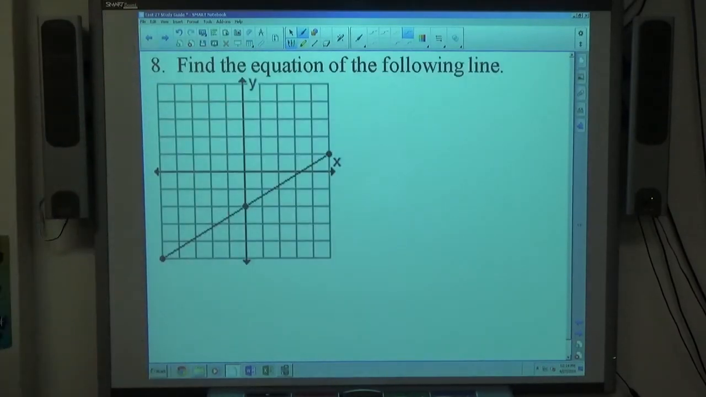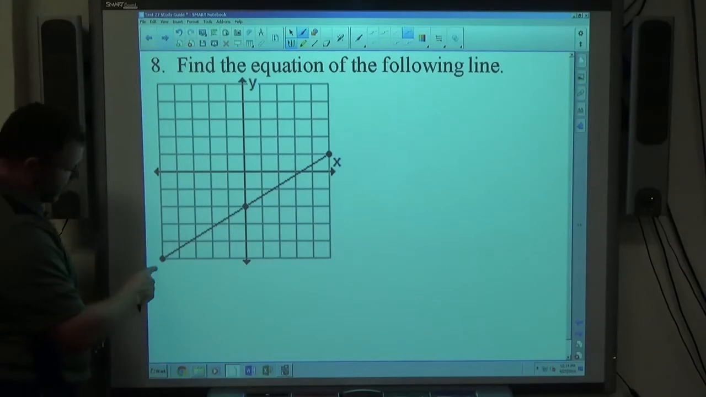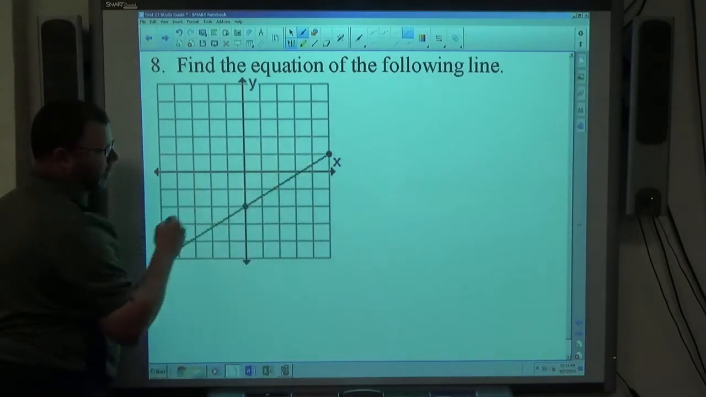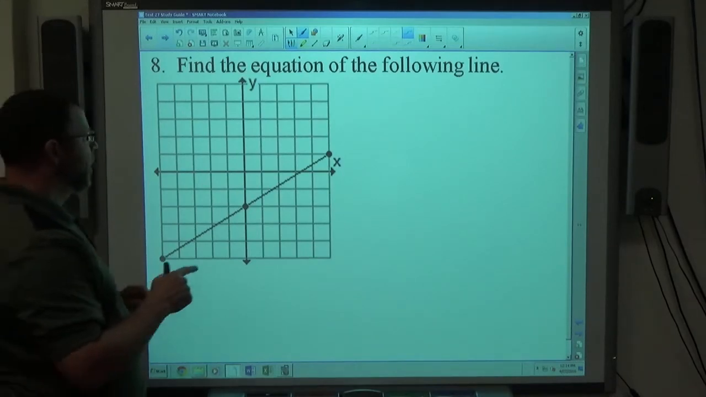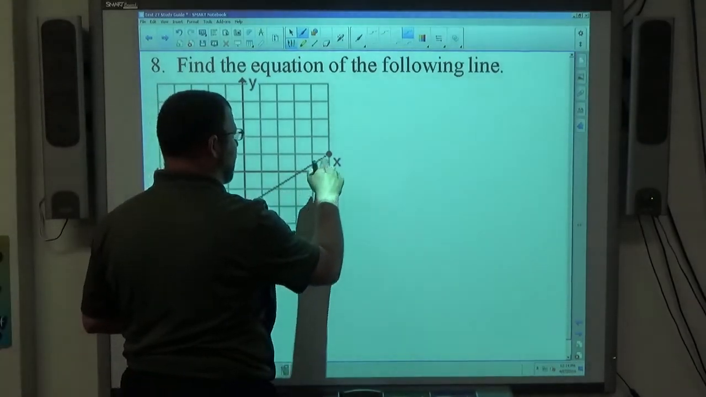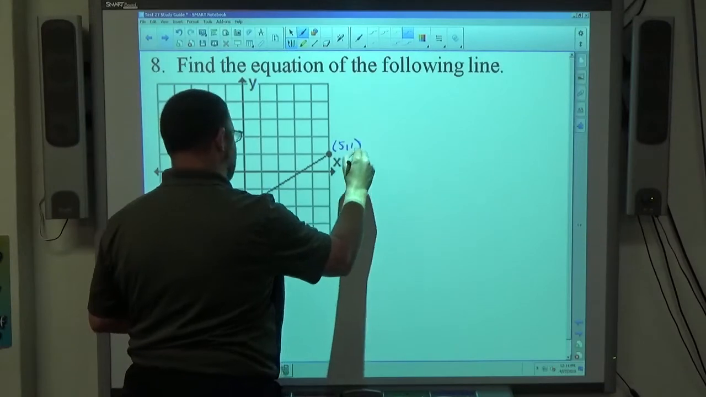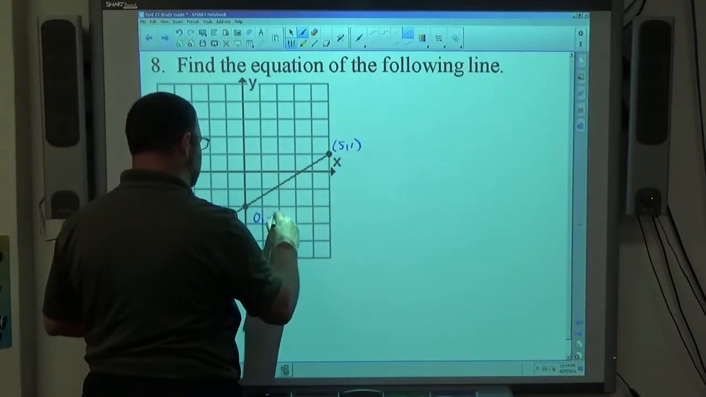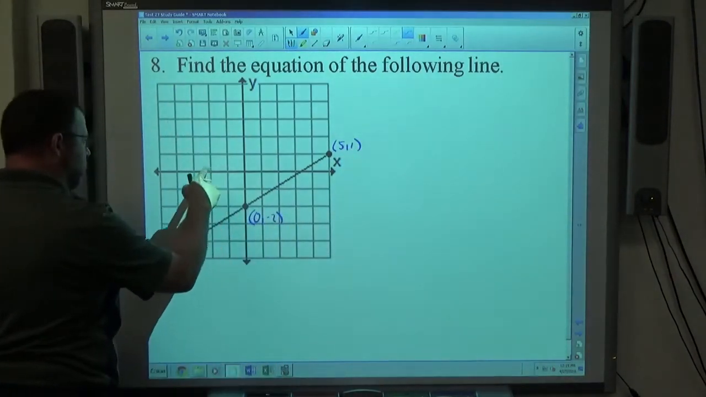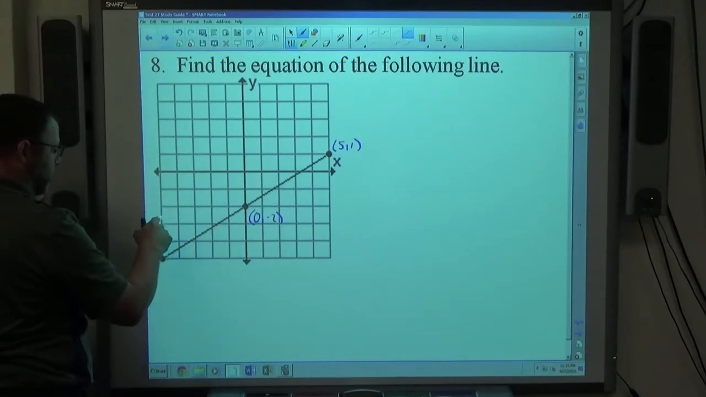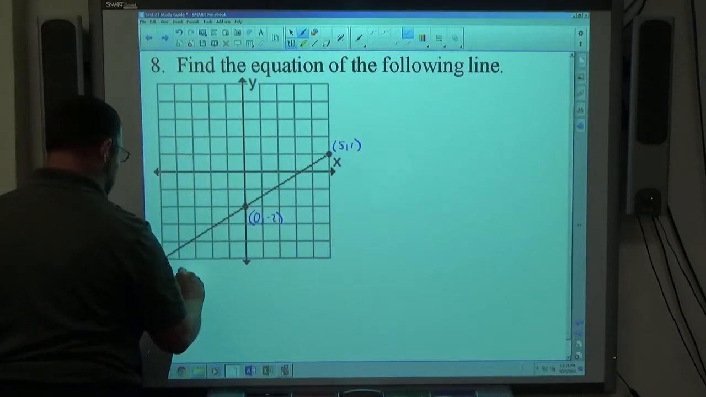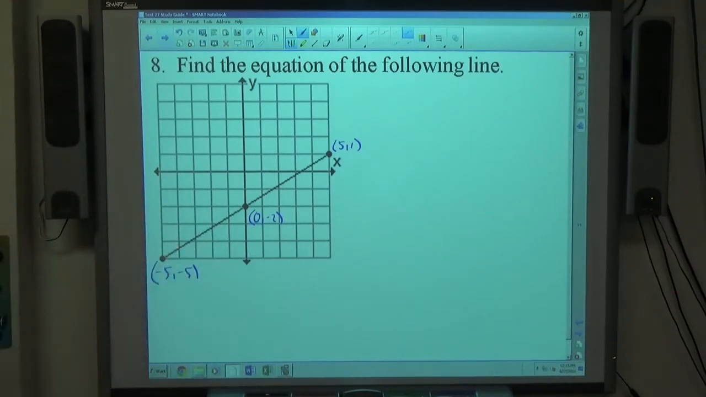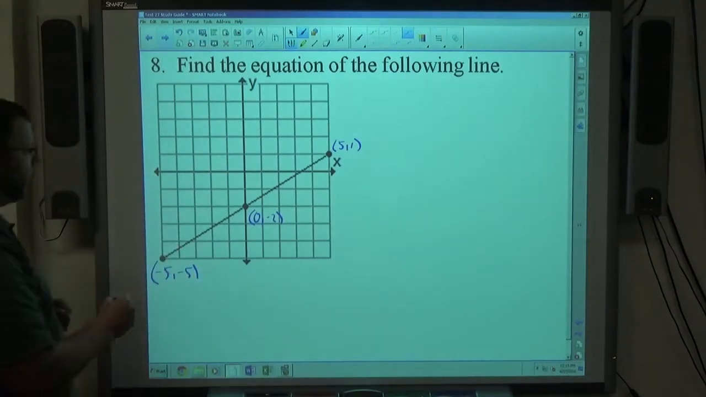Number 8, find the equation of the following line, and I've gone to the trouble of giving you specific points that I would establish as actual nice integer points for this. So 1, 2, 3, 4, 5, 1 is this one. And this, of course, is 0, negative 2. And this one right here is 1, 2, 3, 4, 5, 1, 2, 3, 4, 5. So negative 5, negative 5. All I have to do is use 2 of these points. Doesn't matter which 2 I use. I'm going to use this one.